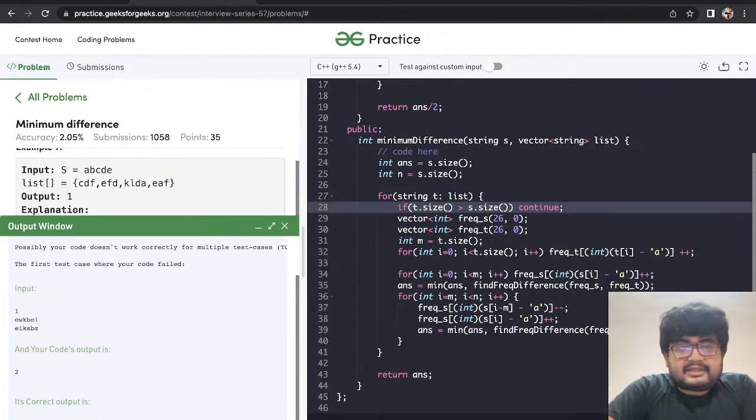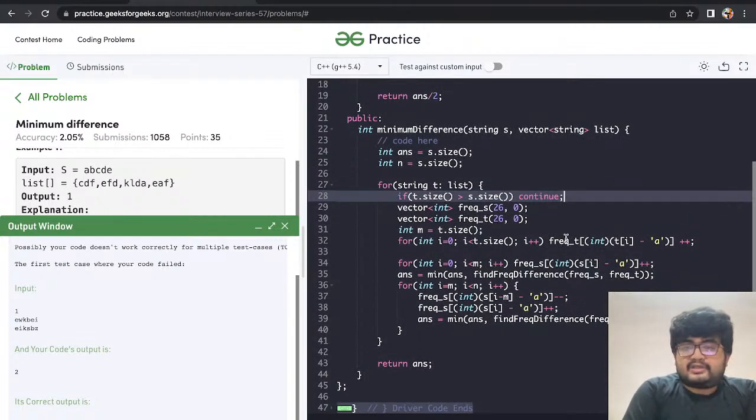But that should not be the case here. 1 2 3 4 5 6 1 2 3. EIK SBZ. Okay, what's the difference? E is there, W not matching, K is matching, B is matching. Yes, it should be 3. Somehow it's not 3 for us.